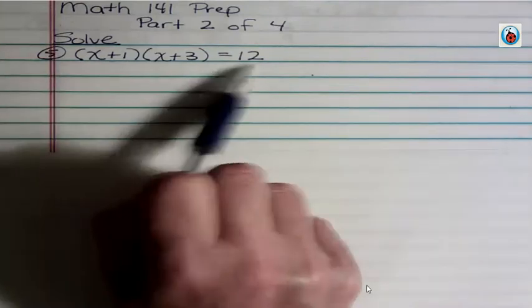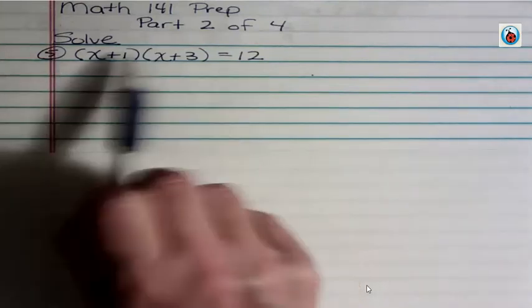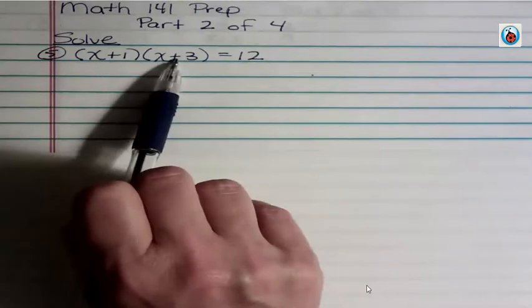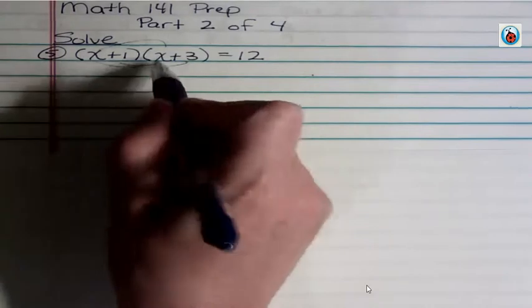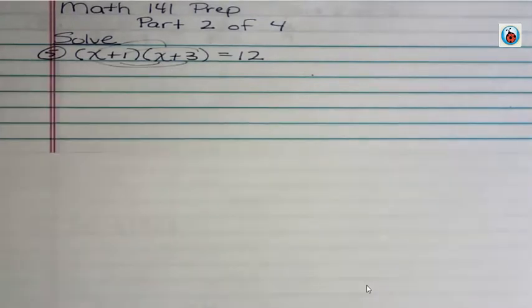In this problem, in order to solve it, I'm going to start by multiplying this, and then I'm going to bring that 12 over. When I multiply this, I use the FOIL property, and then I combine the like terms after I multiply. That should be something that you're familiar with.